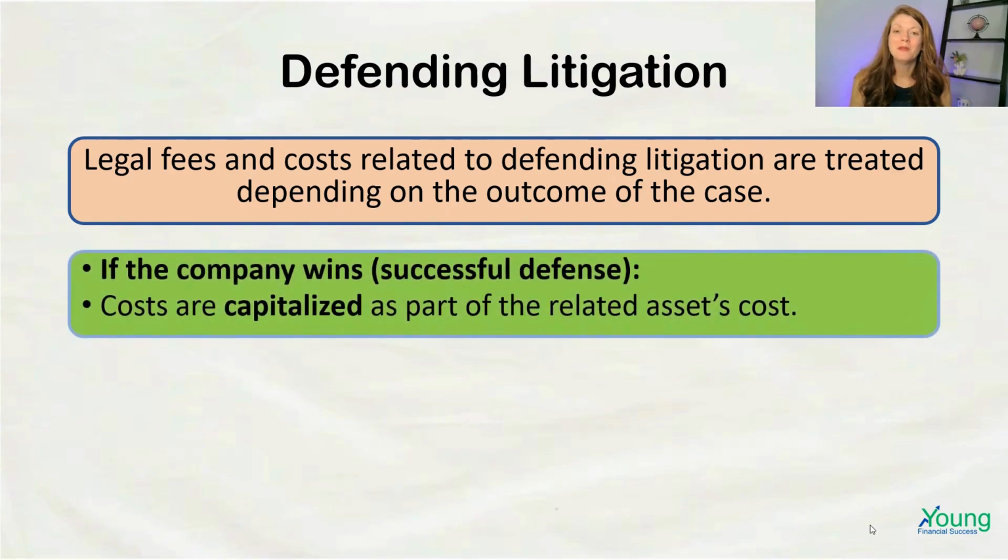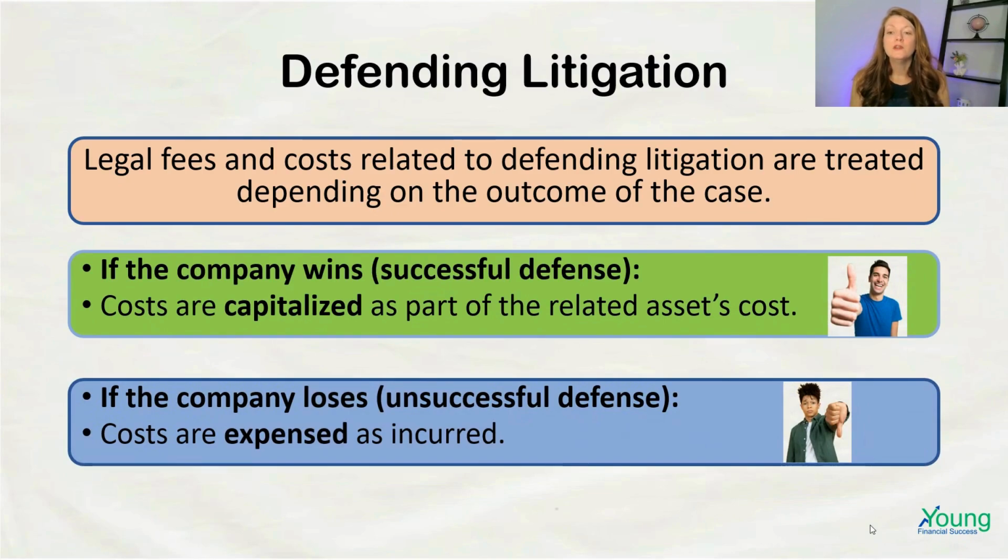So if the company wins, it is successfully defended, the costs are capitalized as part of that related asset. So if it's a patent, we will actually debit the patent for the cost of litigation if we win, because this is going to bring us future benefit because we had to incur these costs in order to defend that and keep it going. If the company loses and it was unsuccessful, then they are going to be expensed whenever they're incurred. So we can't really debit the asset in this case, because if they lose it, they may be losing the asset as well, but it did not help us to prolong this asset itself.